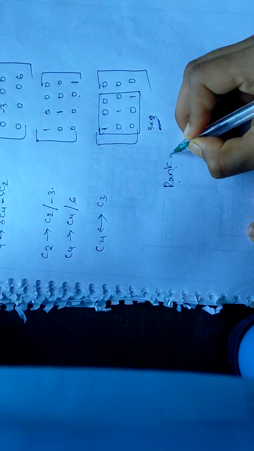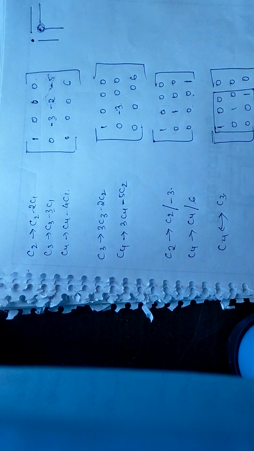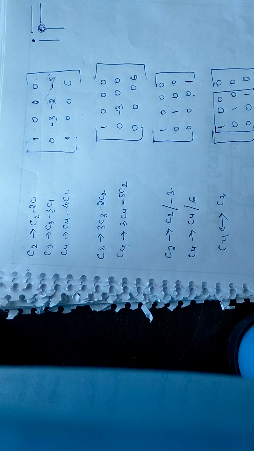Now rank will be 3 for this matrix. Okay, so this is how you have to do the canonical form. It is very easy. The only thing you have to understand is how to perform row and column transformations and when to perform them. So again I am explaining to you when to choose what. Listen to all the points here carefully.